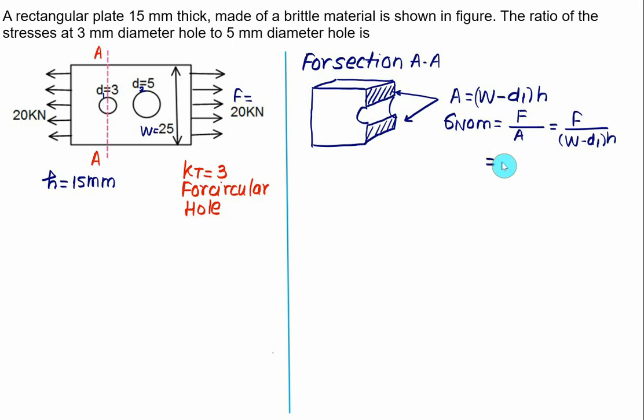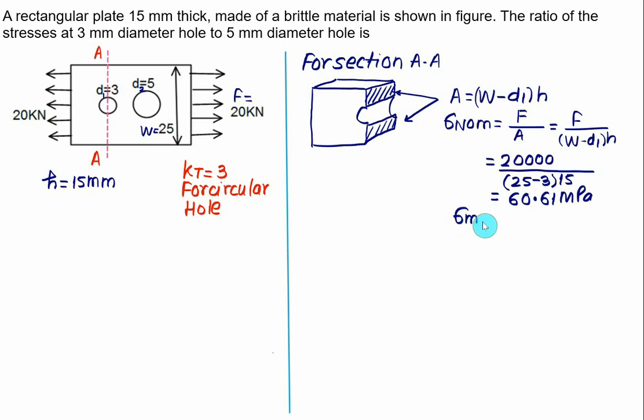Force we'll take in Newton, that equal to 20,000. So we have 20,000 divided by width W you have to take as 25, diameter D1 you have to take as 3 mm, and the thickness you have to take as 15 mm. So this much is the nominal stress produced at section AA. This value is equal to 60.61 megapascal. And we know the theoretical stress concentration factor, size of the hole doesn't matter. Only for circular hole we have kT equal to 3.